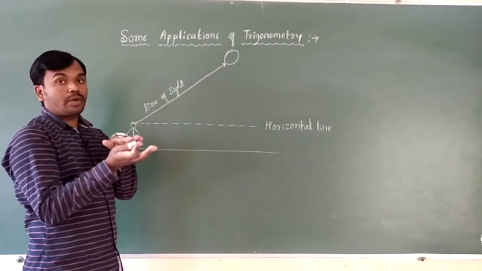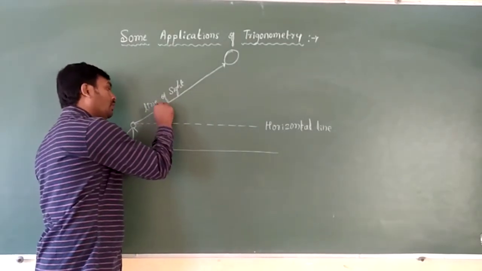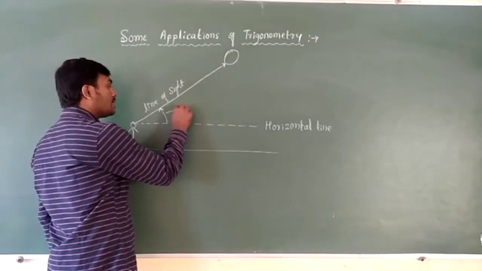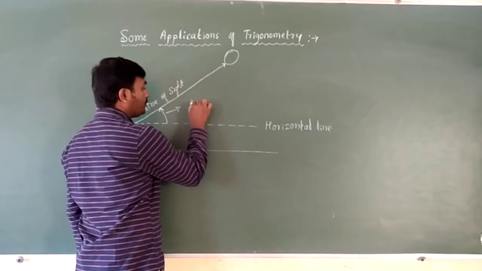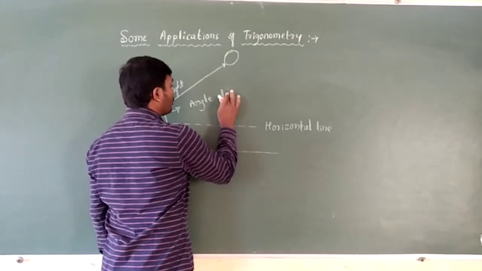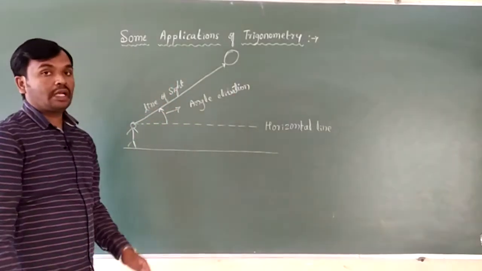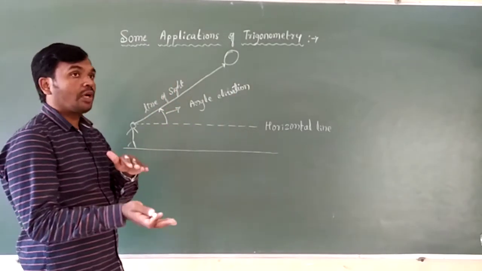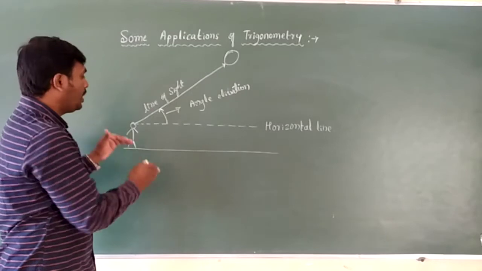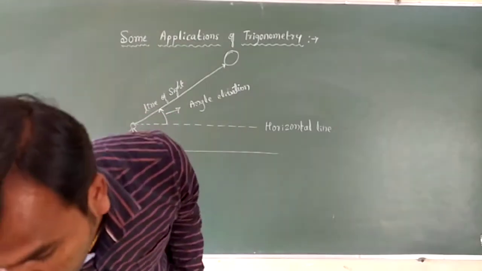Here an angle is formed between the horizontal line and the line of sight. This angle is called the angle of elevation. It is called angle of elevation because he is observing above the horizontal line.